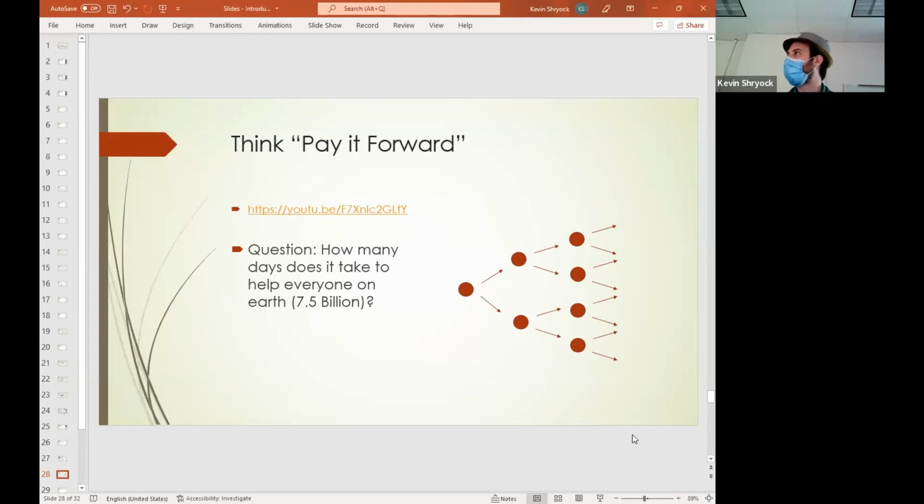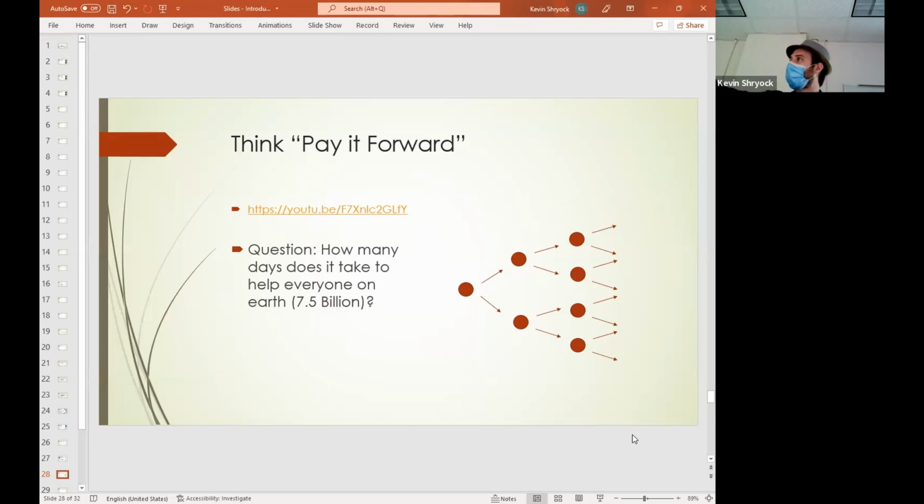Based on the last time I decided to Google this, there are 7.5 billion people in the world. We got to go from 81 to 7.5 billion. Who wants to take some guesses as to how many days it will take? How long? 12? So we got 12?